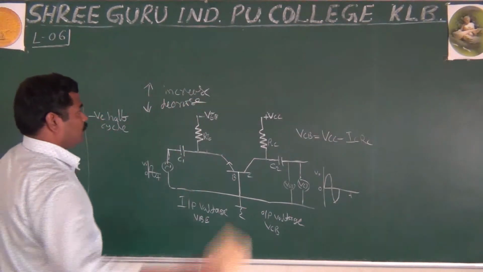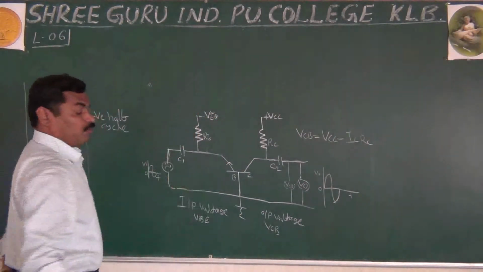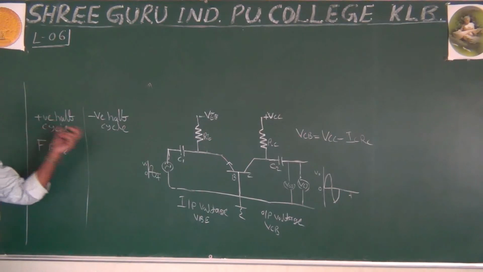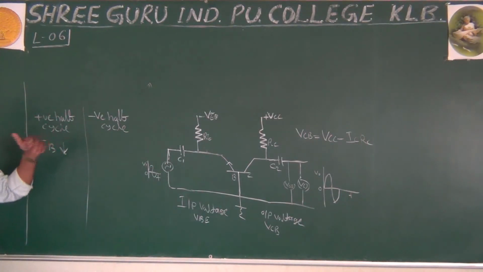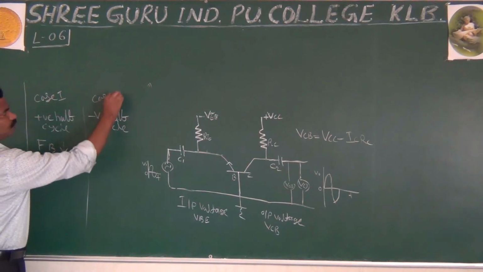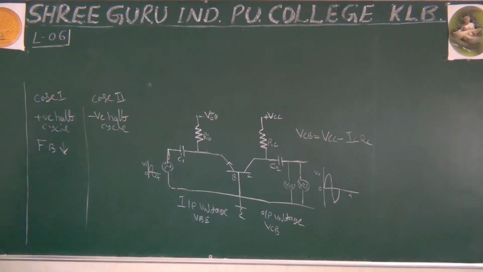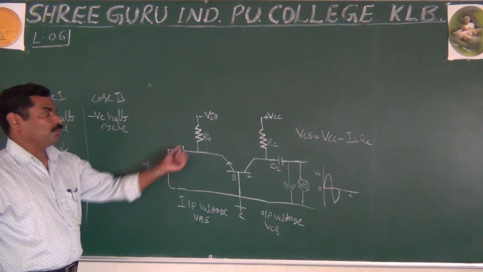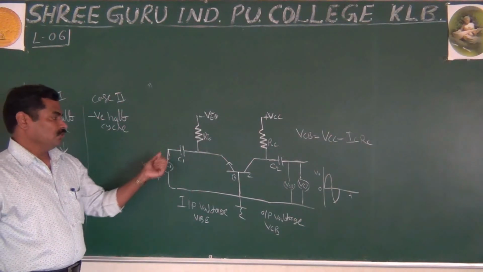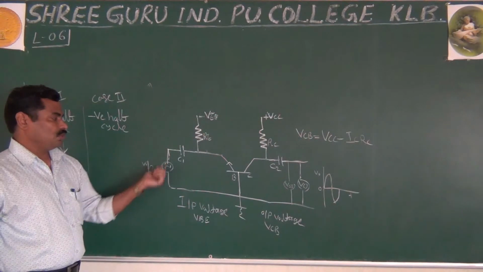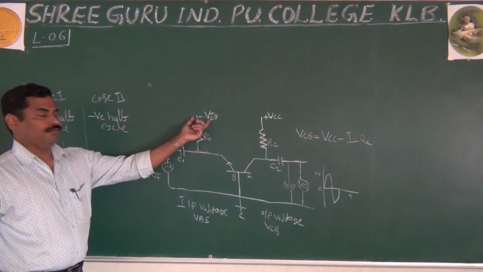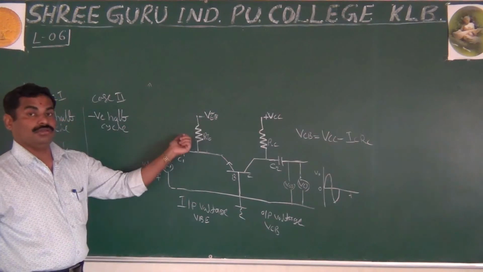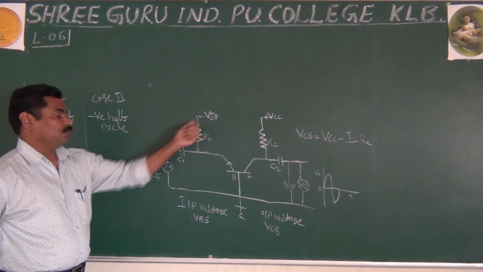It means here in your positive half cycle, if you are applying the input signal, I can write case 1 and case 2. For case 1, we are considering the positive half cycle, and the positive half cycle will oppose this VBE, because this is positive and that is negative. They are opposite.